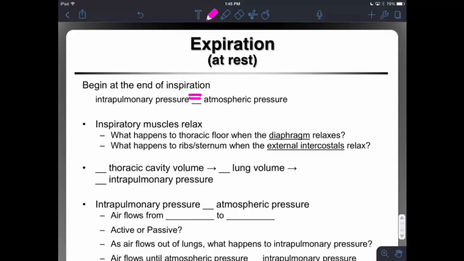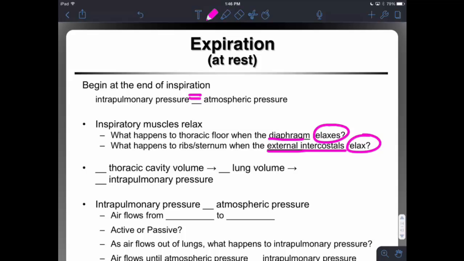So that's inspiration. Now, expiration is just the reverse. It's pretty easy to understand. At the end of inspiration, we've taken in enough air so that we're back to equilibrium. We don't have a pressure gradient anymore. At this point, our inspiratory muscles, our diaphragm and our external intercostals, simply relax. And when a muscle relaxes, it shrinks back to its normal resting position, because of the elastic properties of muscles.